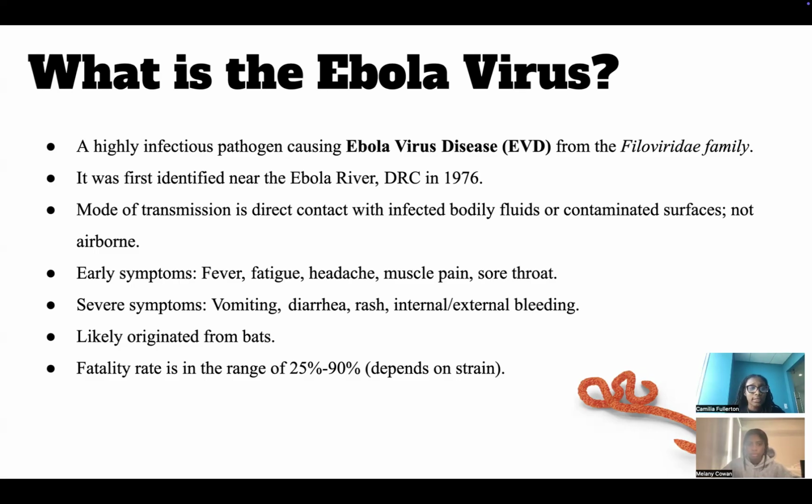Early symptoms are fever, fatigue, headache, muscle pain, and sore throat. Severe symptoms are vomiting, diarrhea, rash, internal and external bleeding, and it is likely to originate from bats. The fatality rate is in the range of 25% to 90%, depending on the strain.